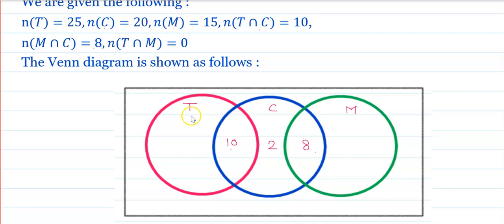Now take the T, about the tea. Total 25 students take tea, and therefore 25 minus 10, then you will get here 15. Next, for the milk. The number of students who take milk is 15, and now here we have already calculated the 8 students. How many remaining are there? 15 minus 8, then you will get here 7.